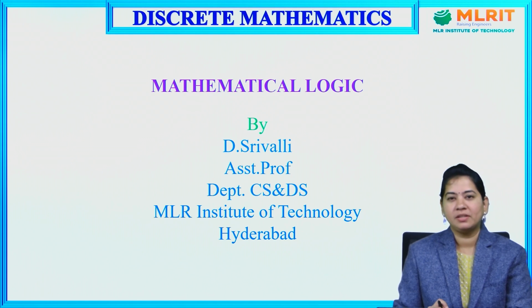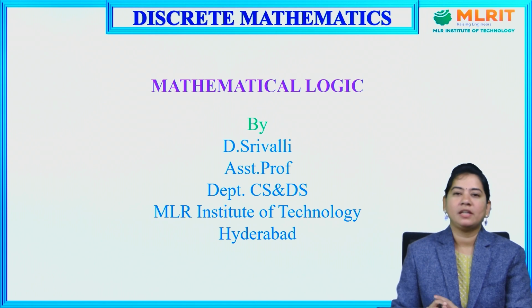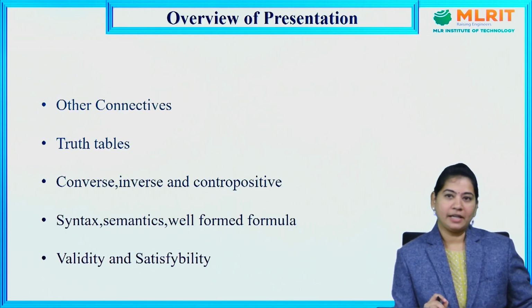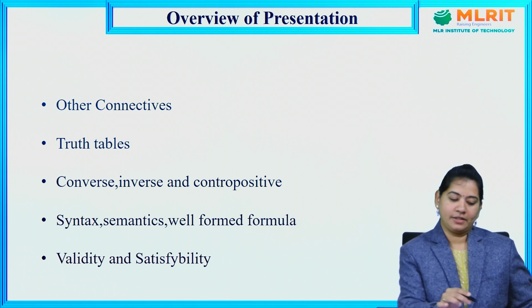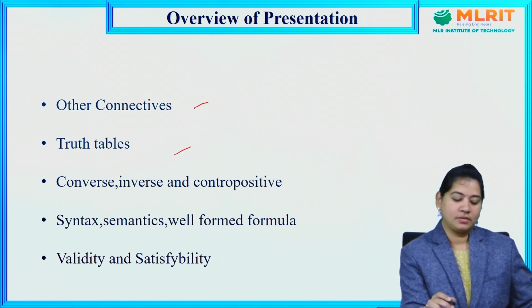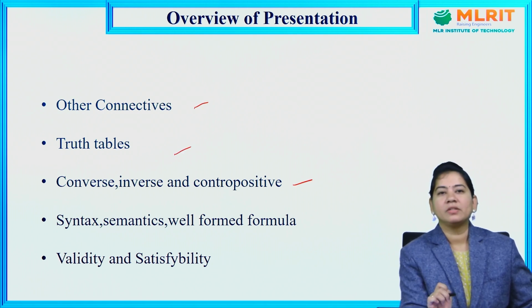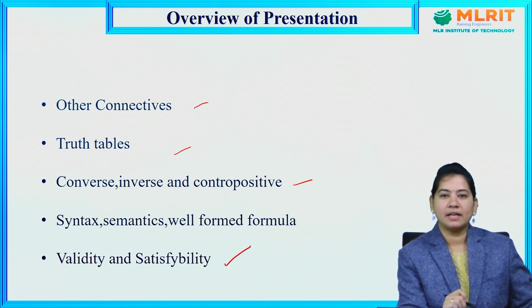In the previous session, we discussed what a statement is, what the types of statements are, what the truth tables for the connectives are, and how to construct the truth tables. We also saw some word examples regarding all the 5 connectives, and what contradiction, tautology and contingency are. So today, the overview of my presentation includes other connectives, truth tables, converse, inverse and contrapositive, syntax, semantics, well-formed formula, and also validity and satisfiability.